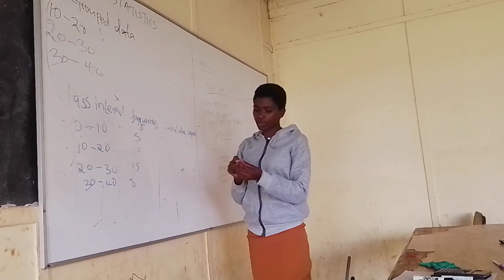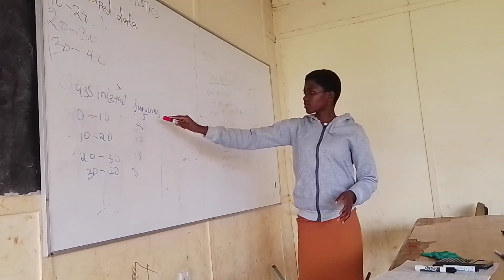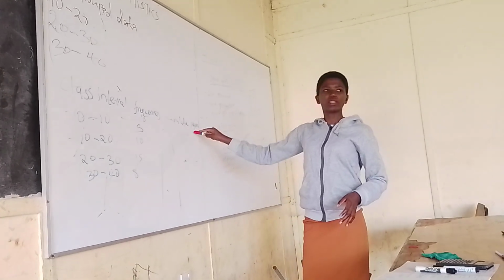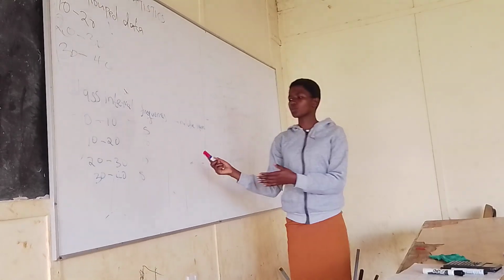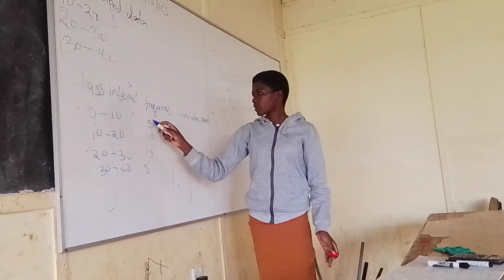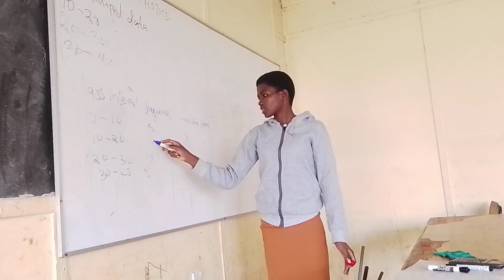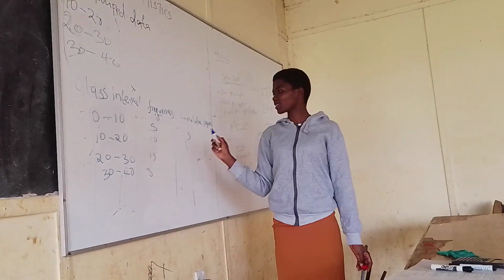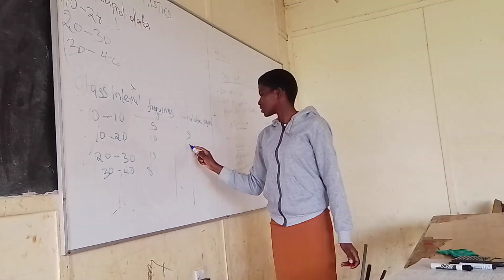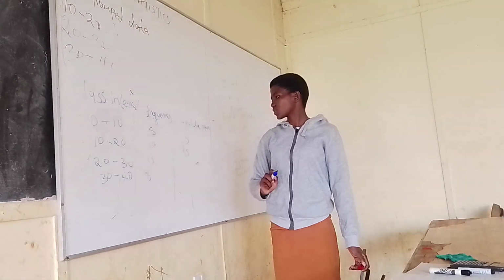So cumulative frequency, we just add these frequencies. From the word cumulative, when they accumulate, you accumulate them. To mean you are adding them. So here we have 5. Then 5 plus 10 is, what is 5 plus 10? 15. So 5 plus 10 is 15.